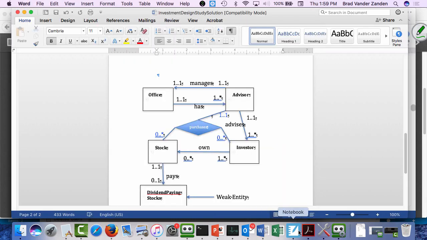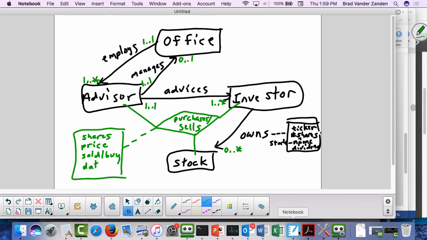Now, you don't have to put in all the foreign keys. They're implied. The advisor, the stock, and the investor, those are implied. Same thing here. Actually, I didn't need ticker symbol, name, or dividend, because ticker is implied by the stock, the name and the dividend are stored with the stock, so the only thing we really need is the number of shares. I'm not going to bust your chops for putting these other things in the ER diagram. I'm just telling you, you don't really need the other three because they're kind of implied. That's my ER diagram, yes.